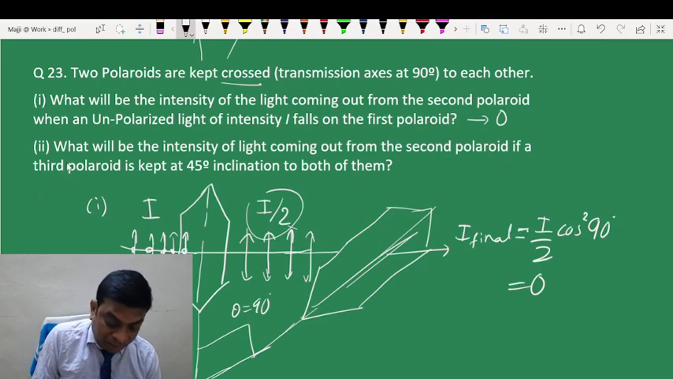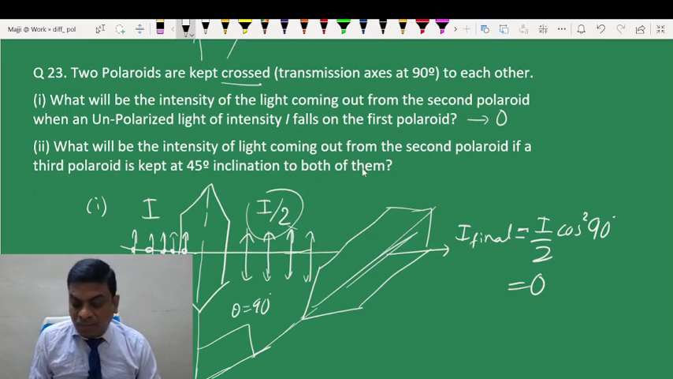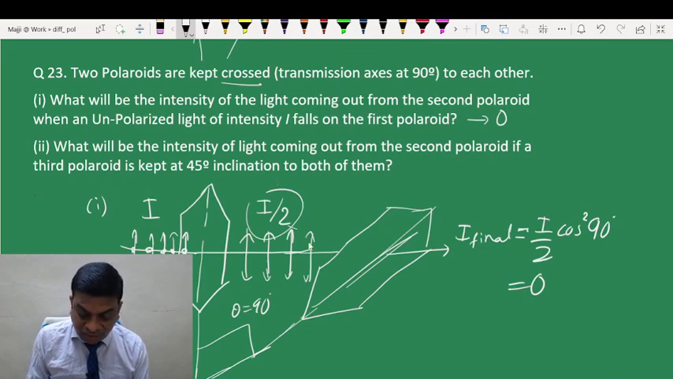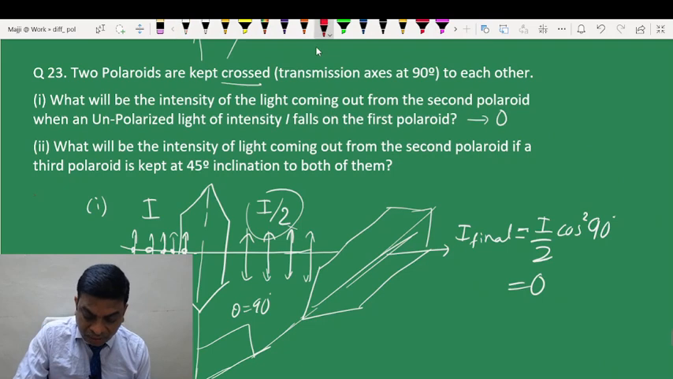Then coming to the second part, what will be the intensity of light coming out from the second polaroid if a third polaroid is kept at 45 degree inclination between them? So here you have an additional polaroid.